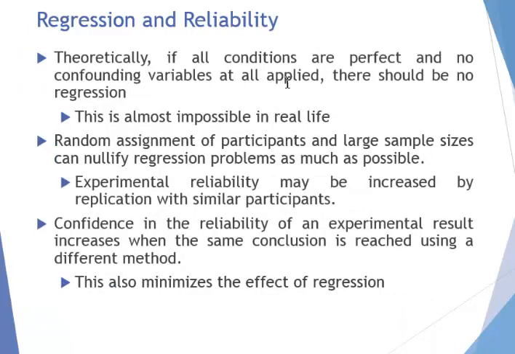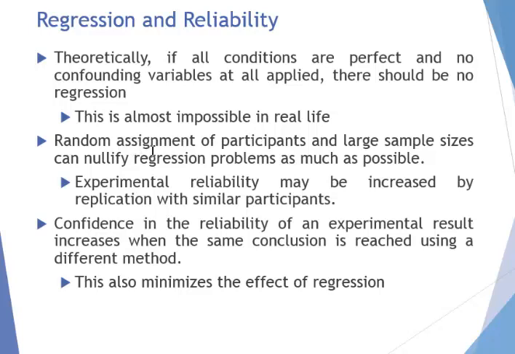Theoretically, if all conditions are perfect and there's no confounding variables at all, there shouldn't be any regression. In other words, if there's no luck, if everybody who should get an 80 will always get an 80, well then there's no need for regression. Then, you would never get that 90 in the first place. That would be a fluke. Regression is the idea that flukes, things that are just based on random chance, won't happen a second time, or a third time, or a fourth time, or whatever it is.